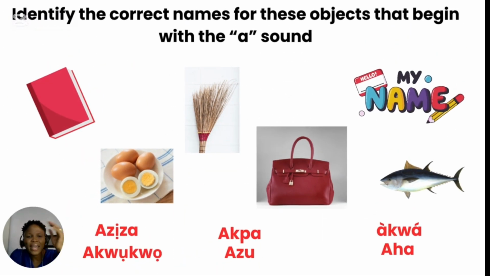Now let's do this. Now it says, identify the correct name for these objects that begin with the A sound. All right, so you have the different names down below: aziza, akwụkwọ, akpa, azụ, akwa, and aha. Tell us which object is right for the particular names below. So which one is aziza? Which one is akwụkwọ? Which one is akpa? Which one is azụ? Which one is akwa? And which one is aha?